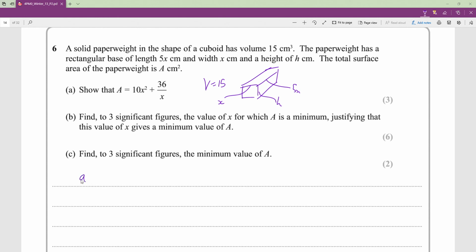Alright, so if we were to calculate A using just the lengths we've been given, it would be kind of whack because h would be present in the expression and we want to get rid of h if they're only asking us in terms of x. So we need another equation that relates h to x, and that is helpfully found in the equation for volume.